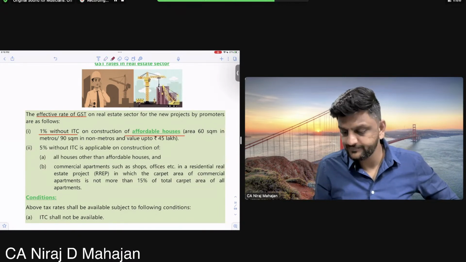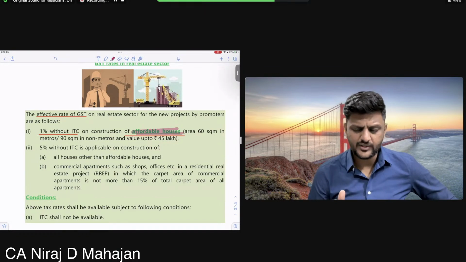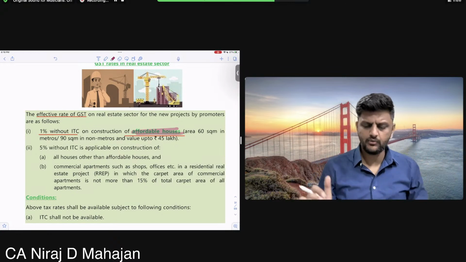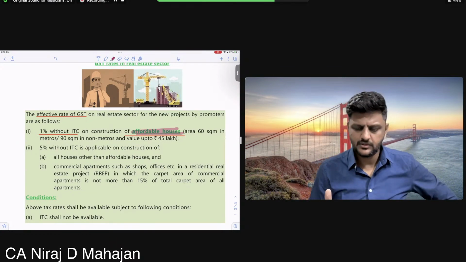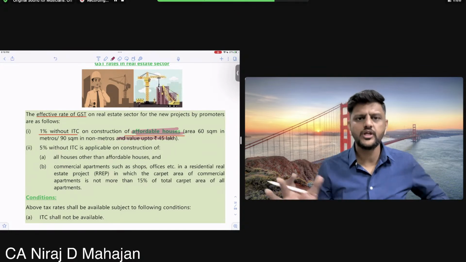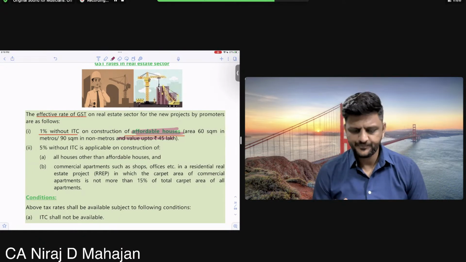Affordable houses: area is 60 square meters in metros, or I can say 90 square meters in non-metros. Metro 60, non-metro up to 90 square meters. And value also up to just 45 lakhs. If you are doing promotion for small houses.